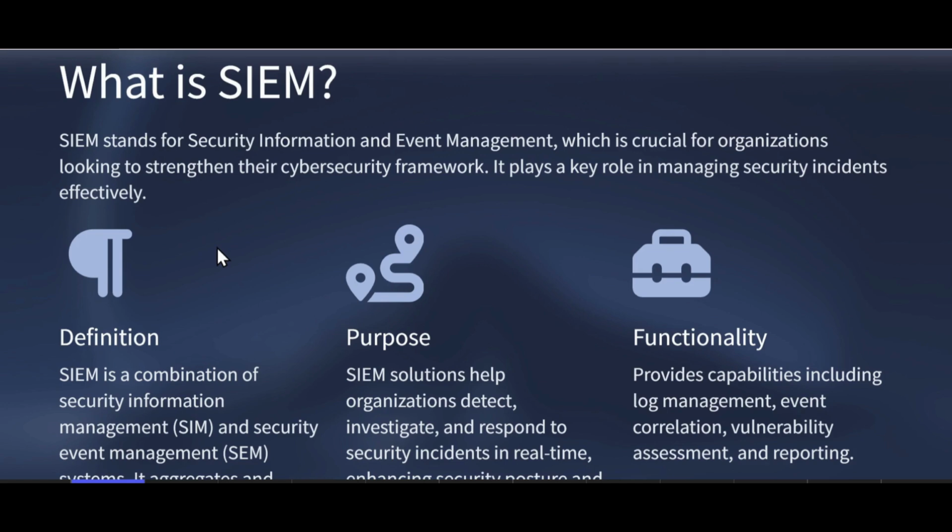It combines two main concepts: SIM, Security Information Management, which focuses on log storage and reporting. And SEM, Security Event Management, which focuses on real-time monitoring and alerting. When we combine SIM and SEM, it is called SIEM.